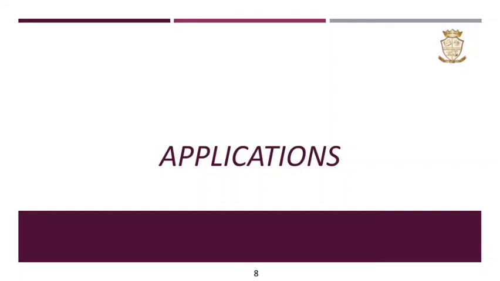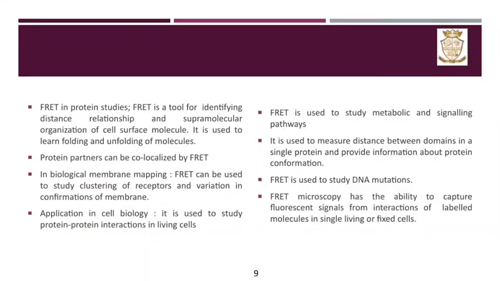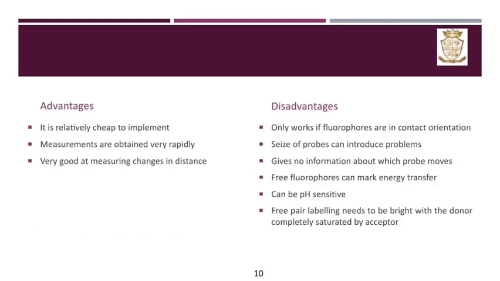Next is applications of FRET. FRET is used in protein studies. Protein partners can be co-localized by FRET. In biological membrane mapping, in cell biology, FRET is used to study metabolic and signaling pathways and is used to study DNA mutations, etc.